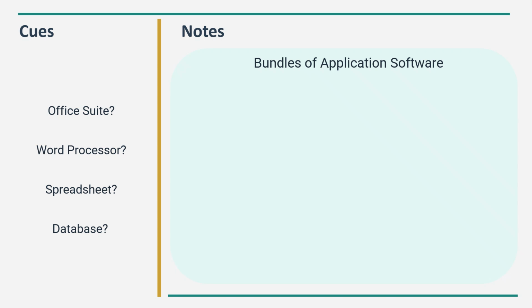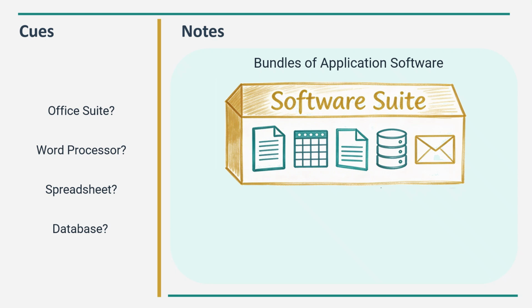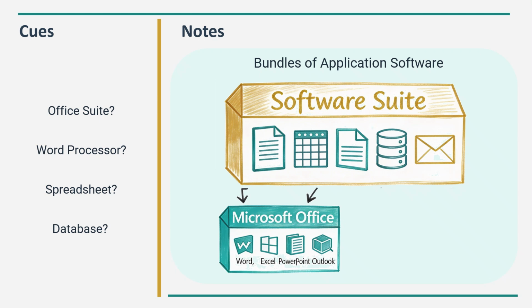We don't always buy these application software as individual programs. We buy them in a software suite. They will always have some form of the combination of a word processor, spreadsheet, database, as well as presentation software or an email application. The one we use in CAT is Microsoft Office, which has Word, Excel, PowerPoint, Outlook, as well as Access as a database.